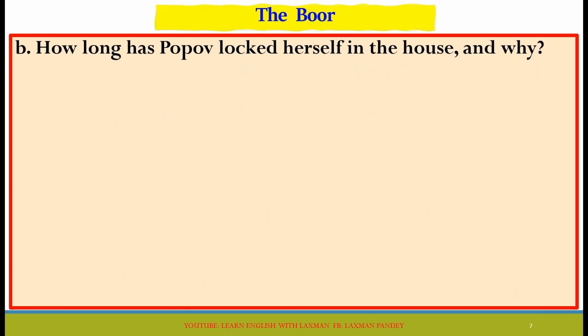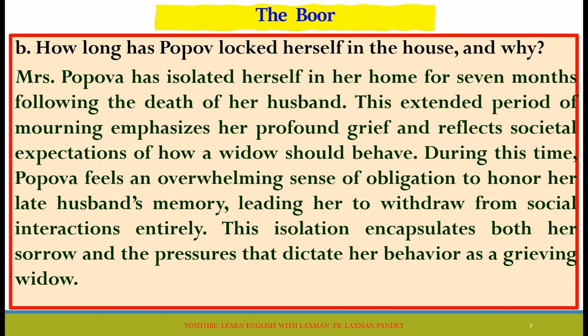How long has Popova locked herself in the house and why? Mrs. Popova has isolated herself in her home for 7 months following the death of her husband. This expected period of mourning emphasizes her profound grief and reflects societal expectations of how a widow should behave. During this time, Popova feels an overwhelming sense of obligation to honor her late husband's memory, leading her to withdraw from societal interactions entirely. This isolation encapsulates both her sorrow and the pressures that dictate her behavior as a grieving widow.